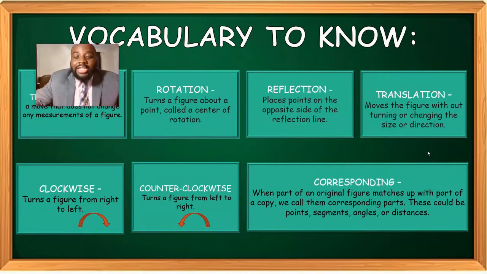And then last but not least, we have corresponding. When part of an original figure matches up with part of a copy, we call them corresponding. These could be points, segments, angles, or distances. So it's kind of like taking a screenshot on your phone. If you're on your phone and you saw something that was real cool, you're going to keep this, so you screenshot it. When you screenshot that, it's going to be the corresponding picture to the original one, unless you edit it, of course. But you get the point now.